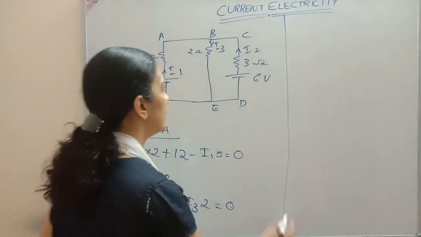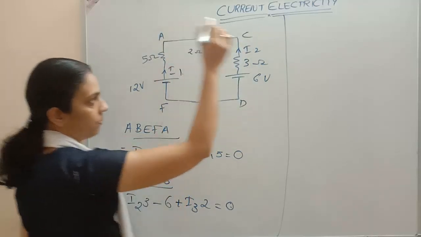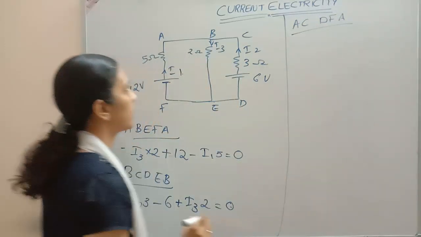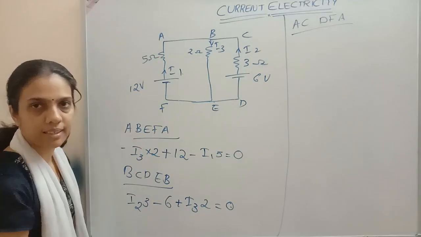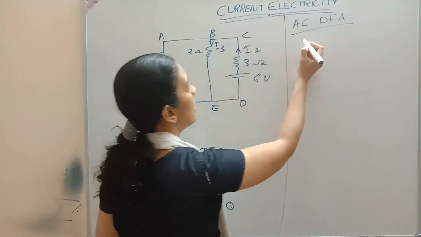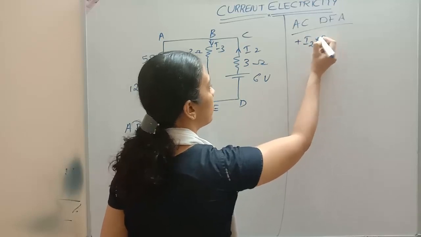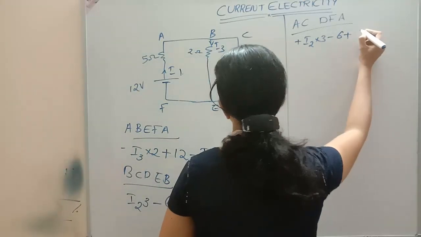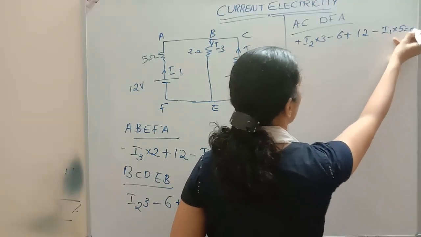Next I am considering the other loop, A, C, D, F, A, this big loop. So AC, here no cell or no resistance. Then next we are considering the loop CD. While considering CD, we are moving opposite to the direction of current, so it is positive plus I2 into 3. First observing the positive terminal, so minus 6, then we observe the negative terminal, so it is positive plus 12, and I1 is in the same direction of current, so I1 into 5, is equal to 0.